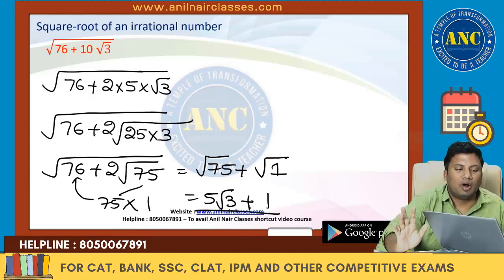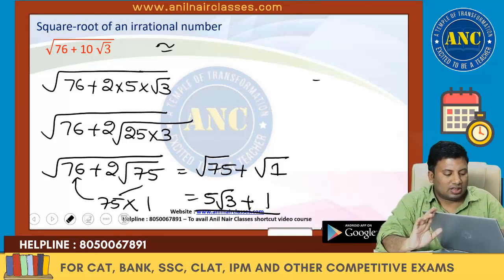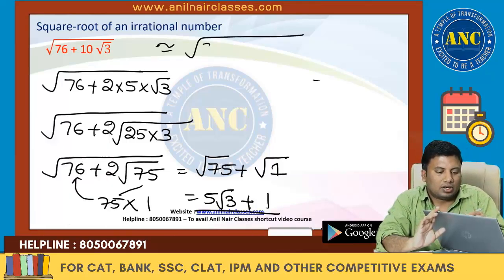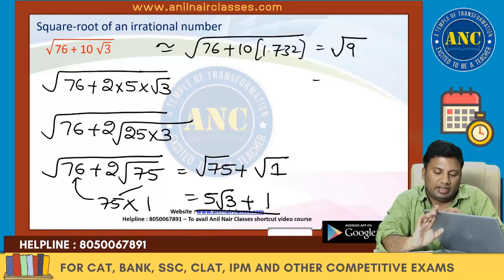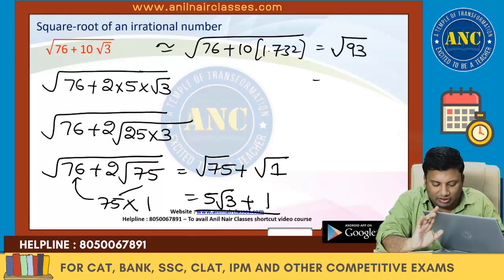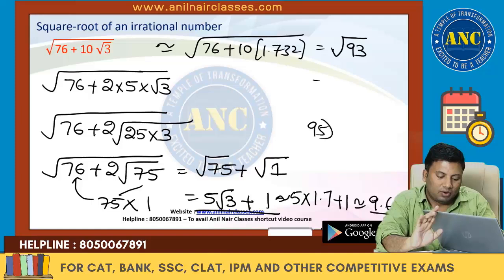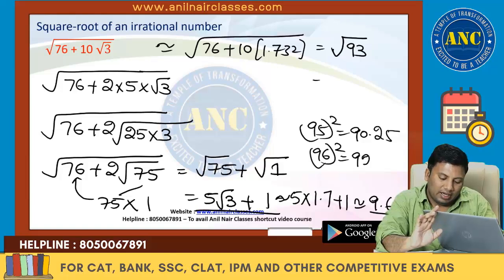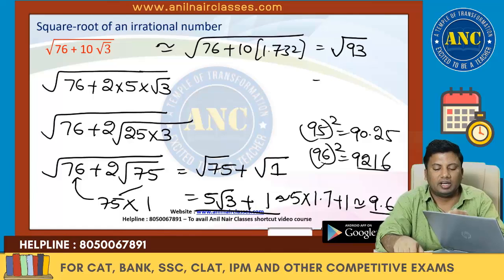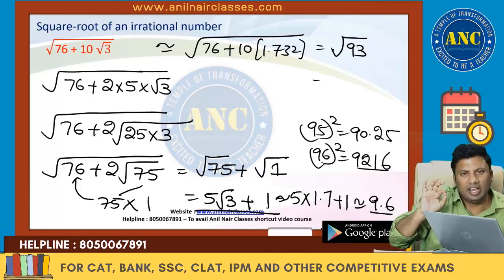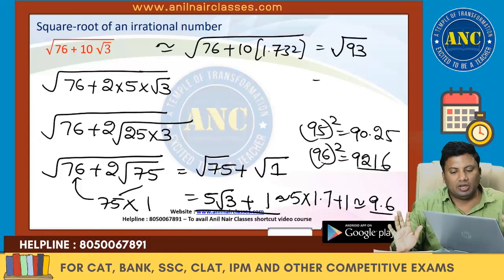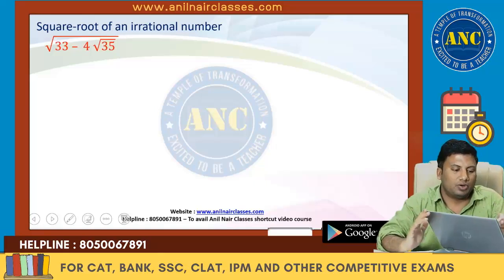Even if you forget how to find the square root of this one, this is nothing but 76 plus 10 into root 3, which is 1.732. This is nothing but root of 93. 5 into 1.7 approximately plus 1. This is nothing but root of 9.6. 9.5 whole square is 90.25. 9.6 whole square is 92.16. Approximately you are getting this. Even if you forget anything, approximating the values, don't forget it.